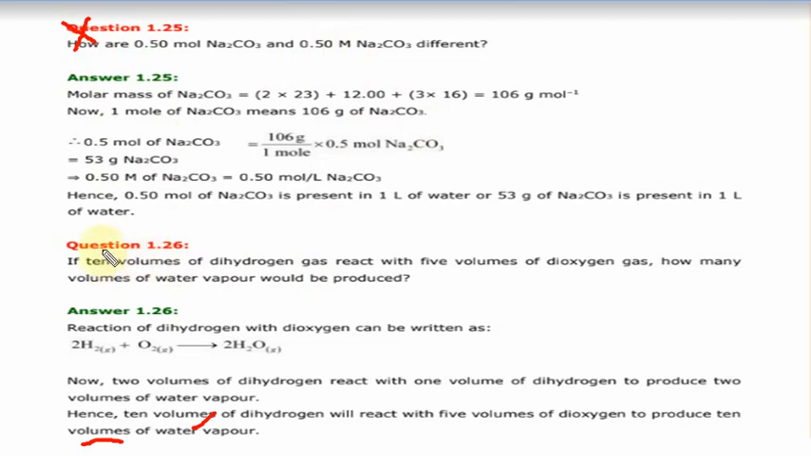Question number 1.6. If 10 volumes of dihydrogen gas react with 5 volumes of oxygen gas, how many volumes of water vapor would be produced? So ये टॉपिक हम कर चुके हैं. I have just taken this question just to make you understand again. So in this question they said if we have 10 volumes of dihydrogen gas that react with 5 volumes of dioxygen gas, then how many volumes of water vapor would be produced?